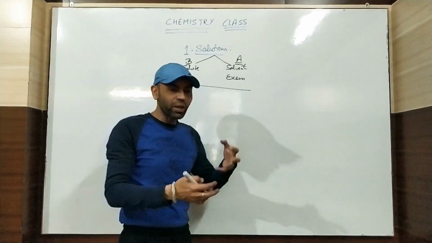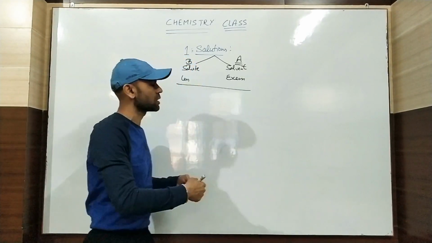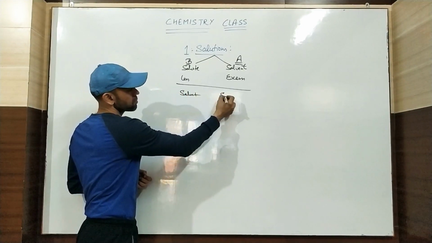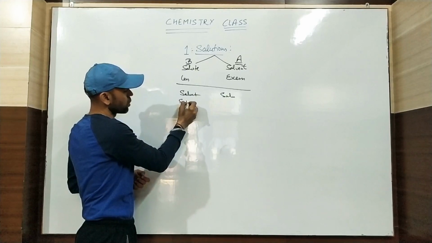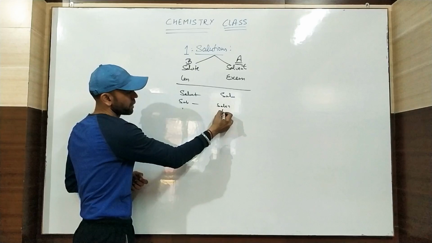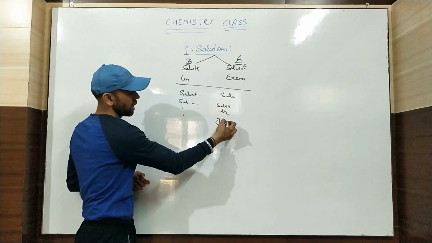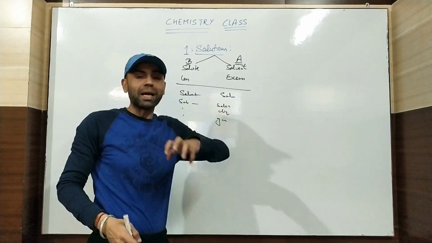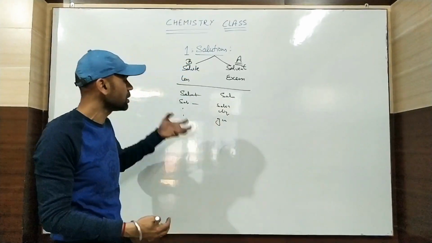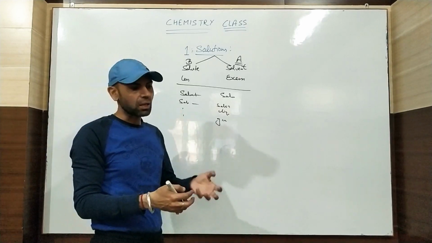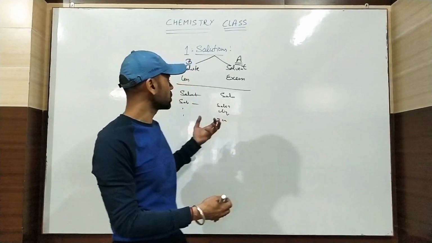And again we have 9 types of combinations of solute and solvent: solid solid, solid liquid, solid gas. In the same way, liquid liquid, liquid solid, liquid gas, gas solid, gas liquid, gas gas. So we have 9 combinations. Okay, but in example, तो मैं example लेता हूँ अपना solid solid.